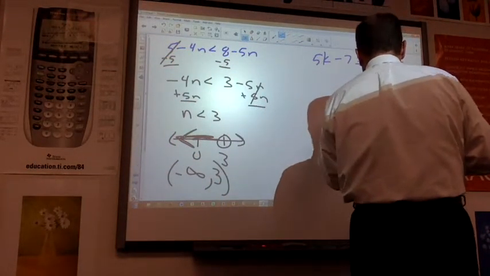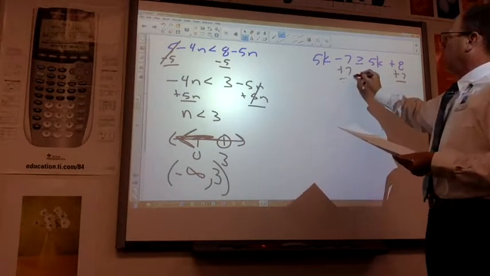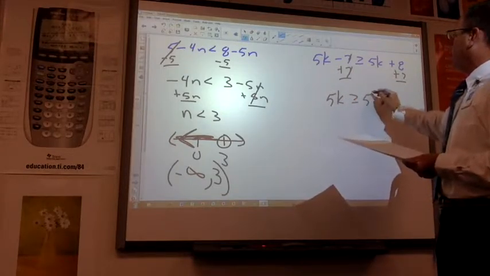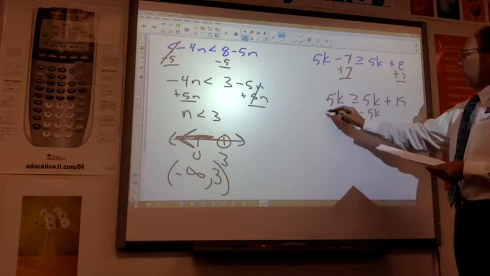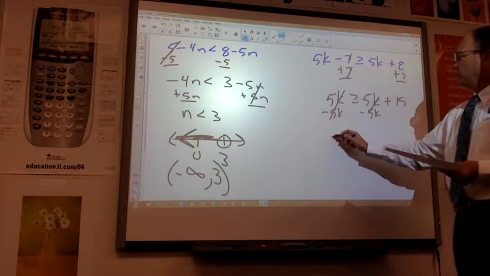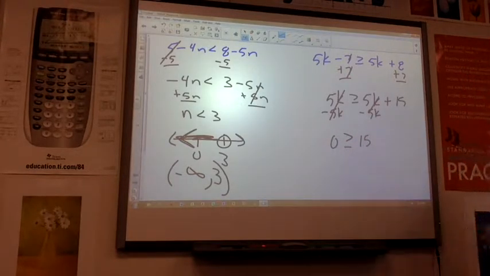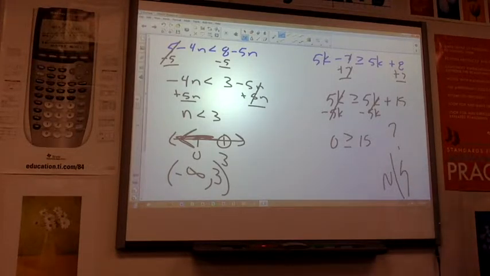So this is the one that people have questions about. If we follow suit, we could probably do this. And that gives me 5k is greater than or equal to 5k plus 15. And then I'll subtract 5k from both sides. Those cancel, those cancel. That gives me 0 is greater than or equal to 15. That's not true. There's no solution.